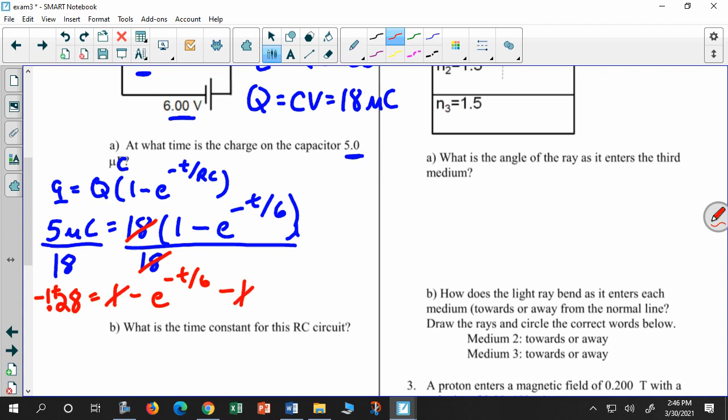These ones cancel, and I'm left with negative 0.72 is equal to e to the minus t over 6. Then I take the natural log of both sides. Natural log of this side, natural log of that side. That gets rid of that e. And the natural log of negative 0.72, oh, it should be positive 0.72 because this is negative, so that goes to negative.